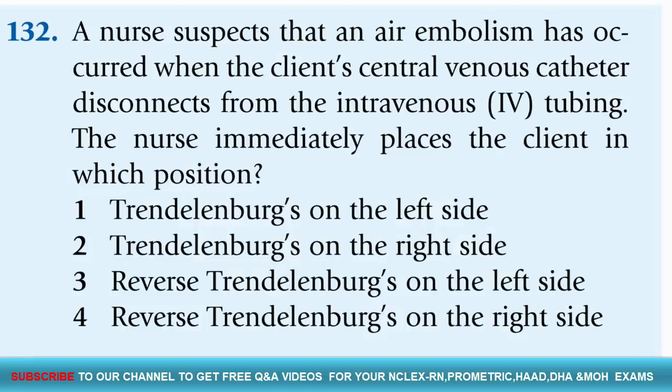132. A nurse suspects that an air embolism has occurred when the client's central venous catheter disconnects from the intravenous IV tubing. The nurse immediately places the client in which position? 1. Trendelenburg's on the left side. 2. Trendelenburg's on the right side. 3. Reverse Trendelenburg's on the left side. 4. Reverse Trendelenburg's on the right side.